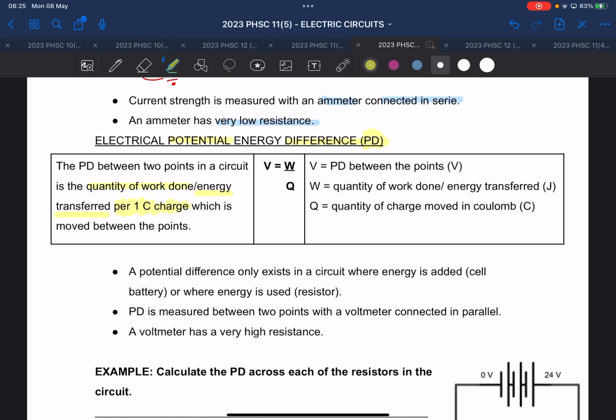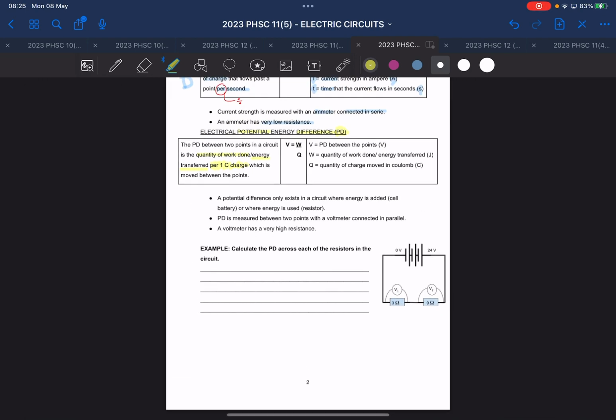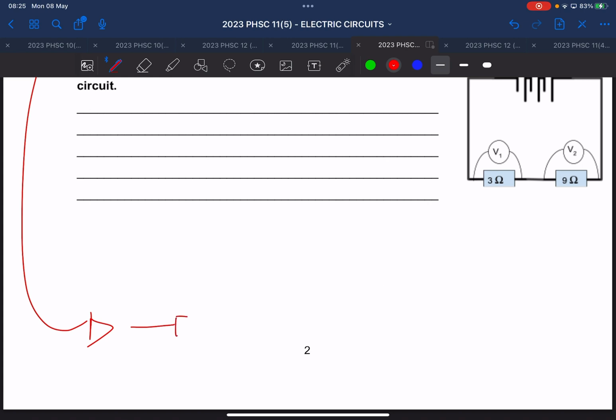Alright, so what does this mean? The quantity of work done or energy transferred per 1 coulomb charge. There at the bottom of the page, you should have a bit of space. Let's say that is math. And let's say Ms. Phsc, the voltmeter, takes your energy levels before math. Let's say before math you had 5 sandwiches and after math you have 2 sandwiches.